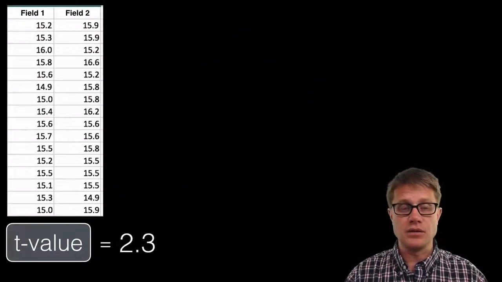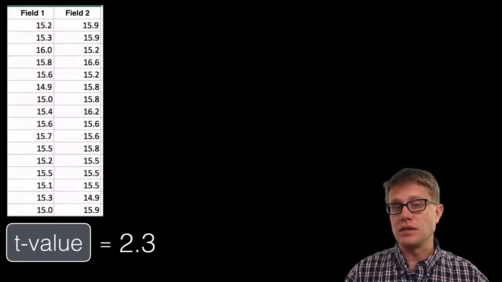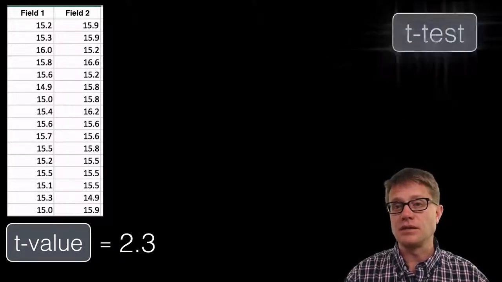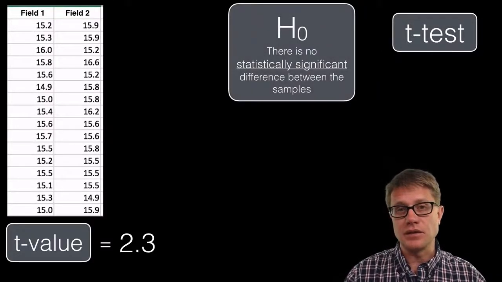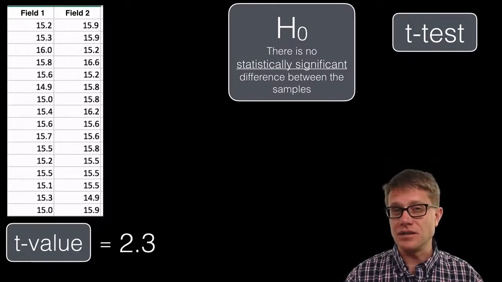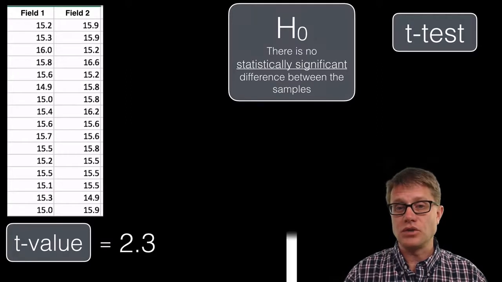So I'm going to put that over here to the side because this video is not about the student's t-value, it's about the student's t-test. So now we're going to run a t-test. What are we testing? We're testing our null hypothesis. Just like we do in a chi-squared test, what we're going to start with is a null hypothesis that says there's no statistically significant difference between the samples. In other words, any difference that we would find is simply due to chance.